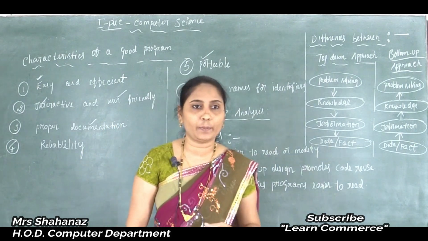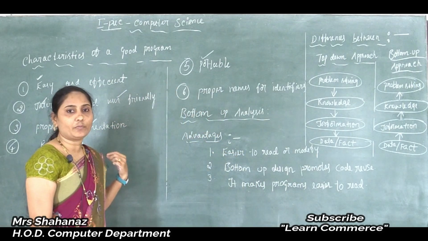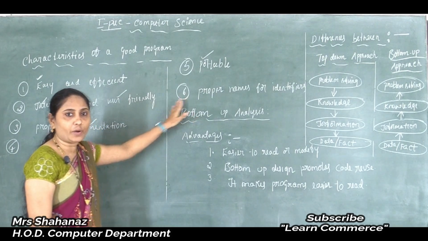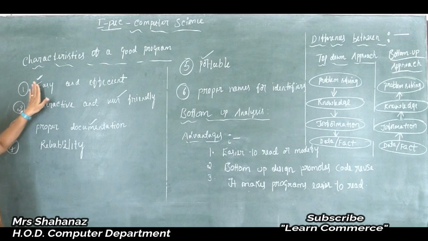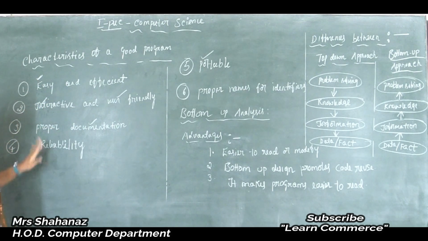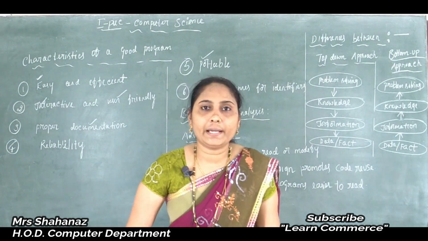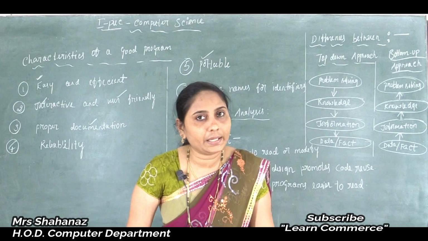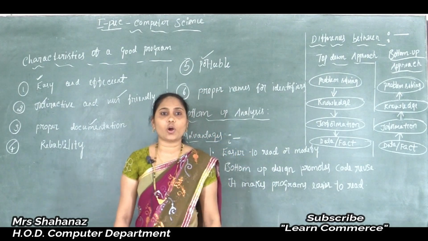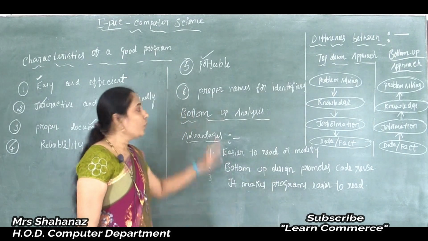So this is called the proper name for the identifiers. Clear this point here? The proper name for the identifiers. So this is about easy and efficient, interactive and user friendly, proper documentation, reliability, portable, and the proper name for the identifier. All of those, if they are there in any program, such a program has the characteristics of a good program. Clear this point here? The characteristics of a good program.